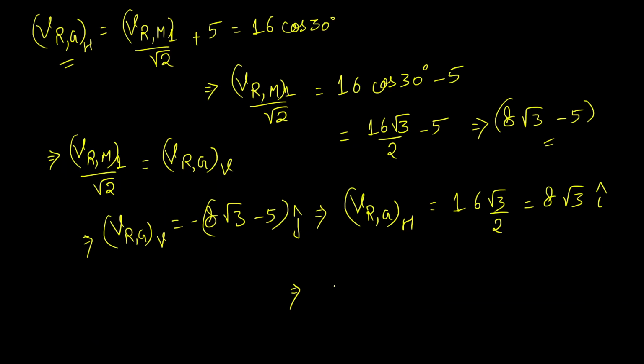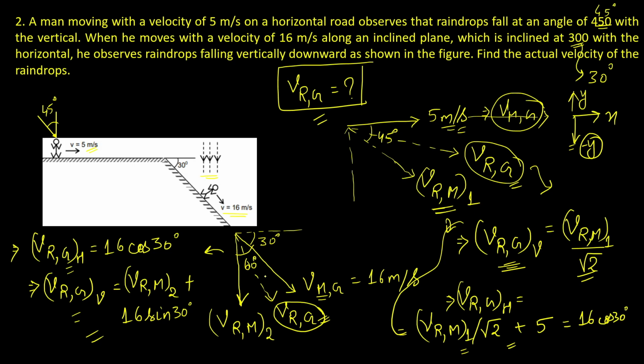So the answer will be: velocity of rain with respect to ground will be 8 root 3 i cap minus 5 j cap. That is the answer to this question. So again, the first question and the second question, the concepts are similar, but the way of asking the questions is completely different. Here the man is moving on an inclined plane which is inclined at an angle of 30 degrees, but in the first case that was just simply a straight line.